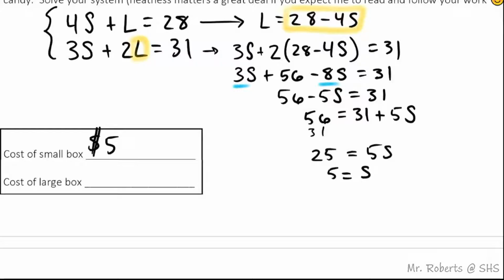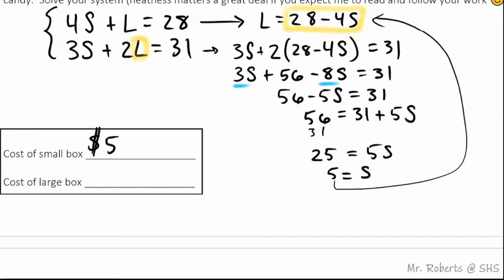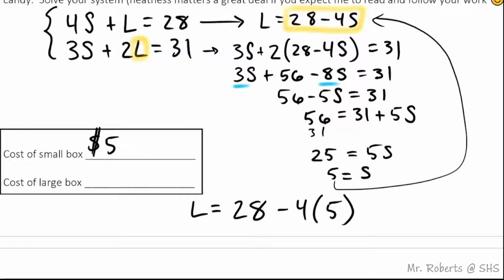Right? Because that's what I got for s, and that was the variable that defined the cost of the small boxes. And then for the large boxes, I do have this equation that was derived from the first equation, right, by subtracting 4s from each side. So I can just use this, and I'm just going to plug this value 5 into this equation. So it says the large boxes should be $28, right? L should equal 28 minus 4 times 5, which looks like 28 minus 20, which looks like $8. So the large boxes cost $8.